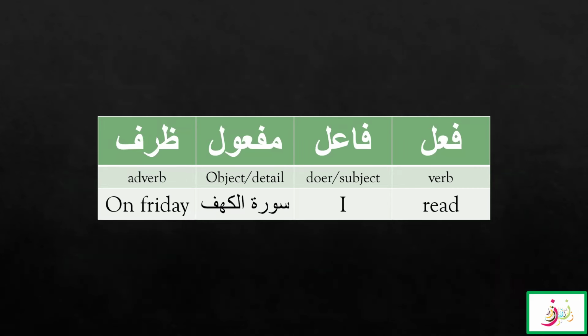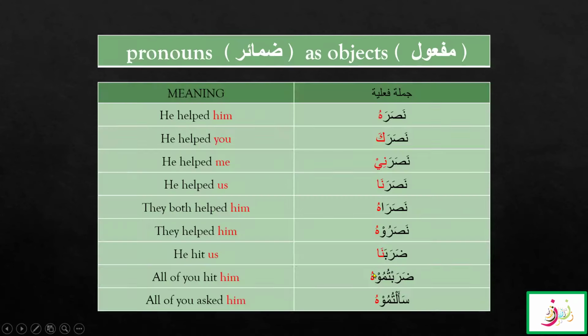Here, just fa'il, maf'ul, and zarf. Here, as I mentioned, we can add more details to our jumla fi'liyya. A jumla fi'liyya always starts with a fi'l, and there are more details to the jumla fi'liyya. Here we learned how the pronouns or the damair are used as objects or maf'ul. Here you can see these are all damair.